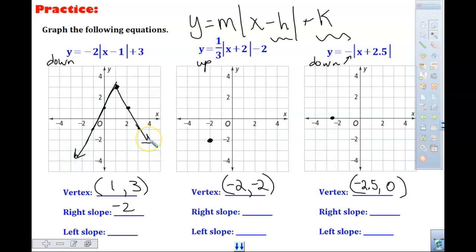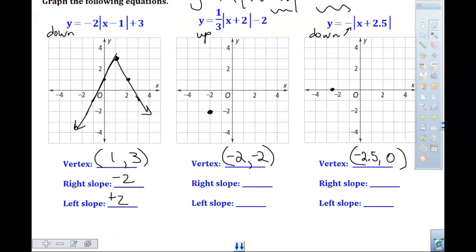Make sure you put arrows as we are looking at those, okay? So, please graph your next two as we are looking at those.